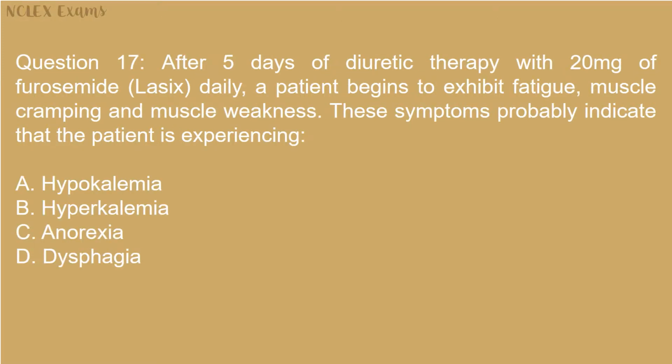Question 17. After 5 days of diuretic therapy with 20 mg of furosemide (Lasix) daily, a patient begins to exhibit fatigue, muscle cramping and muscle weakness. These symptoms probably indicate that the patient is experiencing: A. Hypokalemia, B. Hyperkalemia, C. Anorexia, D. Dysphagia.